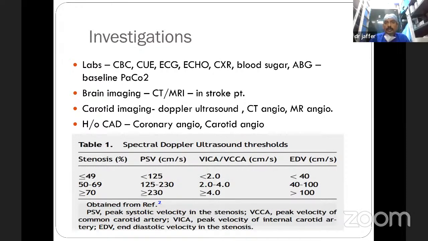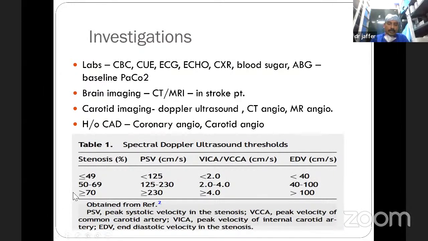Then the patient is also subjected to brain imaging in the form of CT or MRI, and especially the stroke protocol is followed in a stroke patient. Carotid imaging is also done, in the form of Doppler ultrasound, CT angio or MR angio. And in patients with a history of coronary artery disease, we can do a coronary angiogram and simultaneously do a carotid angio.